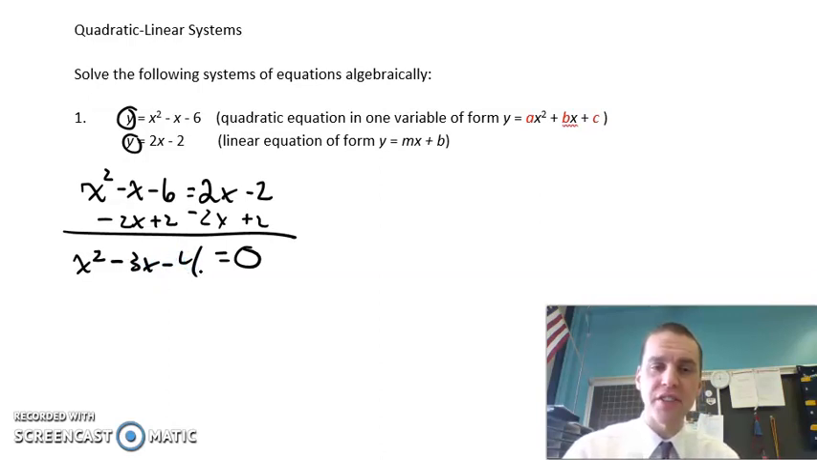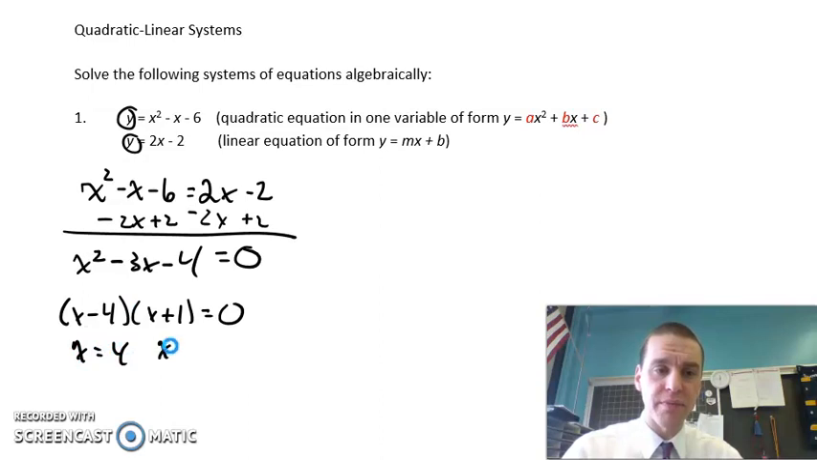You see a nice quadratic. You think to yourself, factors of 4 that subtract to give you 3. Oh yeah, 1 and 4. It needs to be negative 3, so we know we're looking at x minus 4, x plus 1 equals 0. And we're going to get x equals 4, x equals negative 1. Now, those are the x values of where those two functions intersect. What we don't have is the y values.